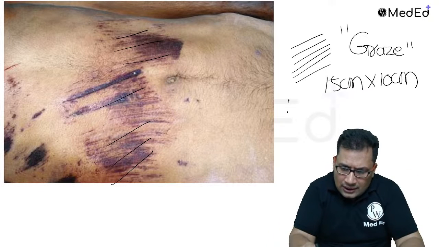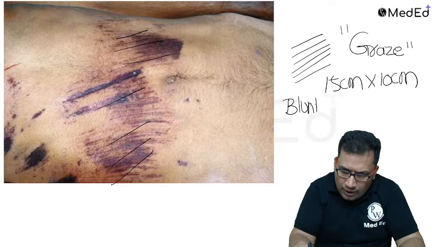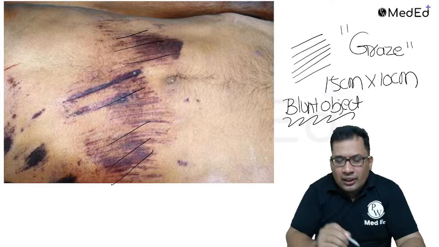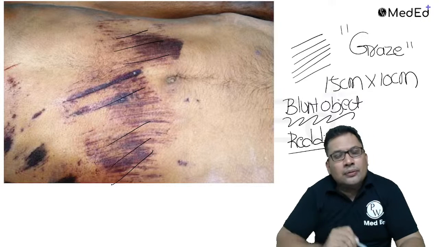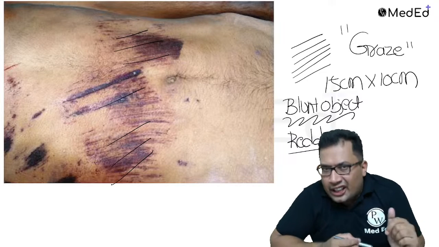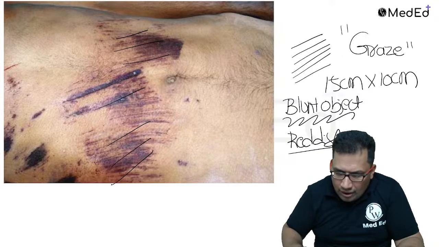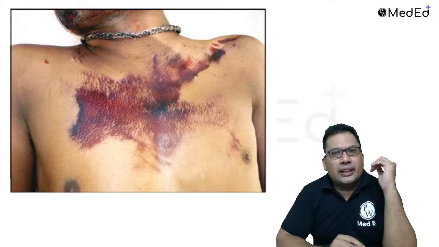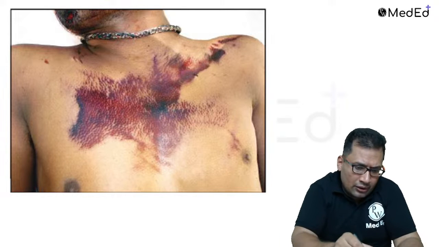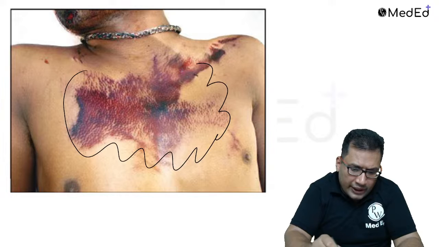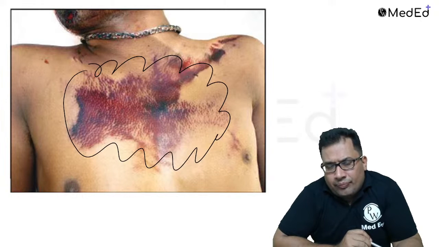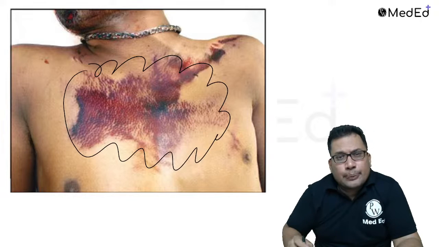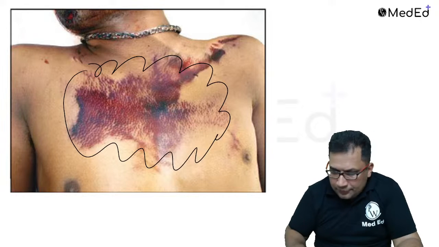Caused by blunt object, and they are reddish in color, so they can be fresh in nature. Then look at this injury and identify this over the chest. So this must be contused abrasion. Contused abrasion caused by the blunt object again.